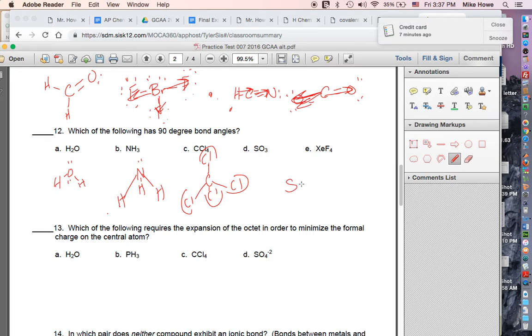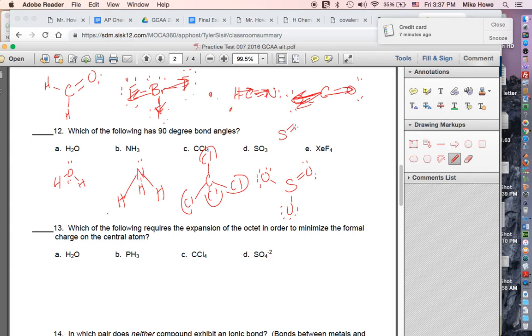SO3 will look like this. So that's going to be trigonal pyramidal, or excuse me, trigonal planar, because there are 24 valence electrons, so you needed 2 more than you had, so you had to share a couple. By the way, would this exhibit resonance? Yes, because the double bond could go in more than one location.